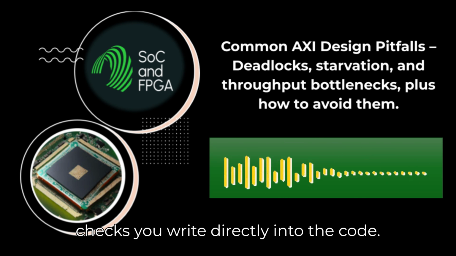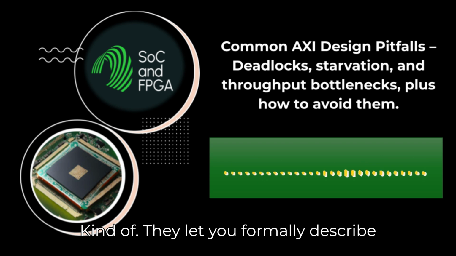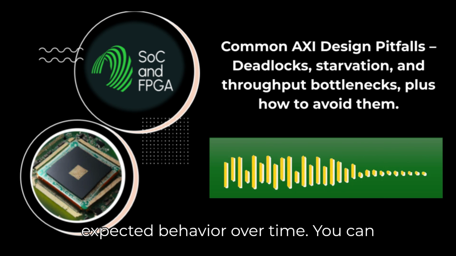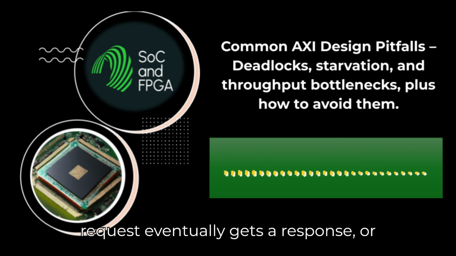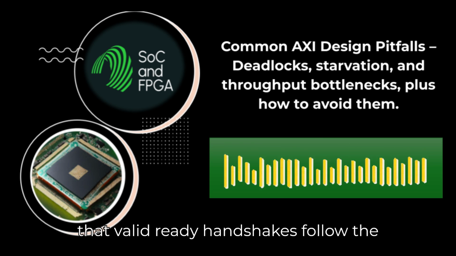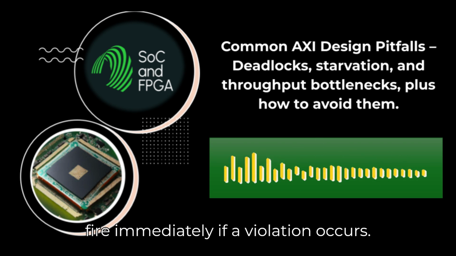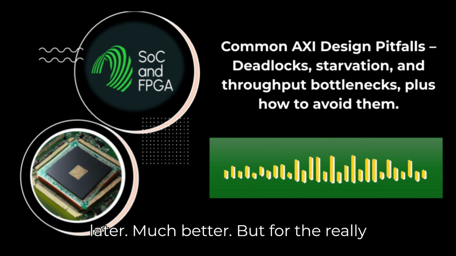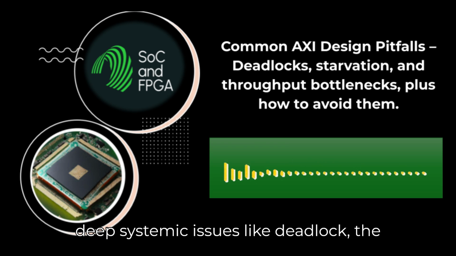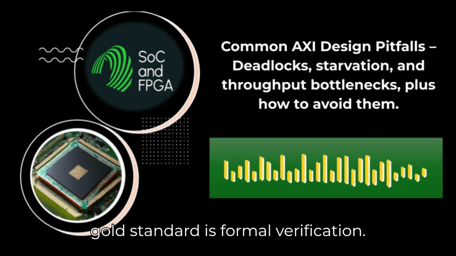Assertions. Like checks you write directly into the code? Kind of. They let you formally describe expected behavior over time. You can write assertions to check, say, that a request eventually gets a response, or that valid-ready handshakes follow the rules. They run during simulation and fire immediately if a violation occurs. Better than digging through waveforms later. Much better. But for the really deep systemic issues like deadlock, the gold standard is formal verification.